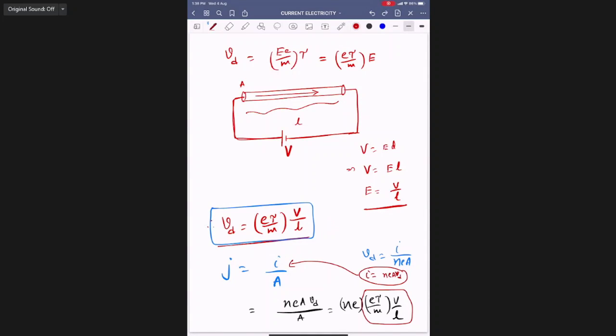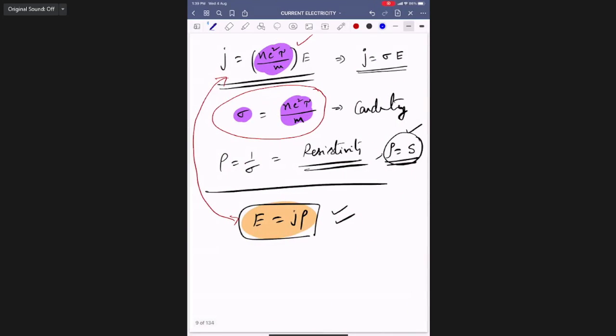Got it, everybody? Then J is equal to some value we got. This is called sigma. Don't worry about it, we'll say that is called conductivity. Then which is called reciprocal of. Then E equal to how much? This is the relation between electric field intensity and current density.